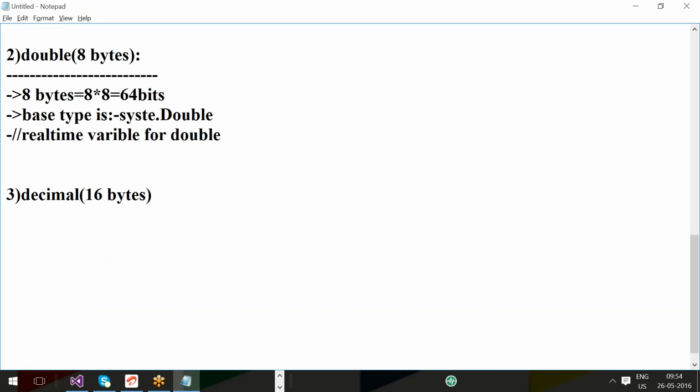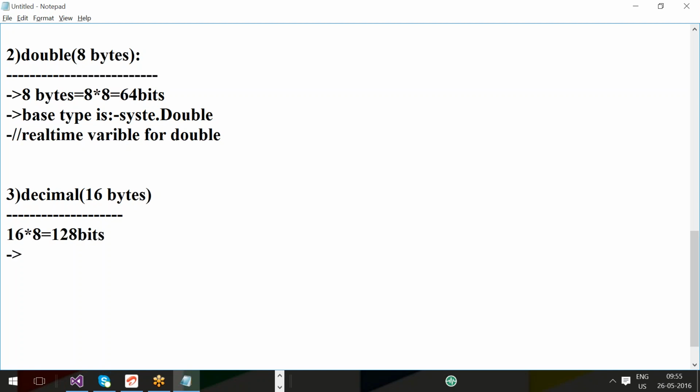Decimal. What is the decimal predefined size? 16 bytes. Decimal predefined size is 16 bytes, which is 128 bits, since 16 into 8 is 128. 128 bits.